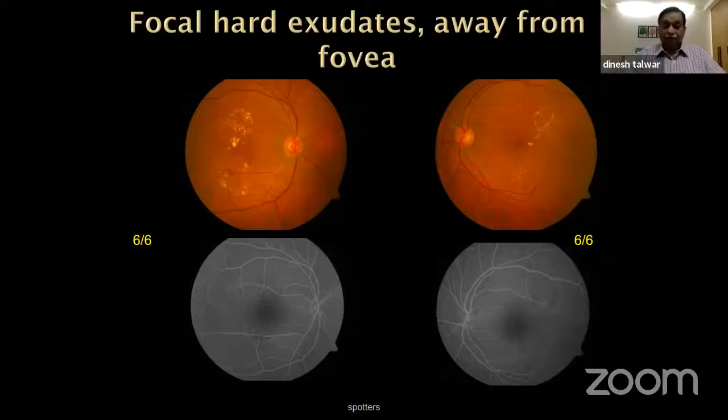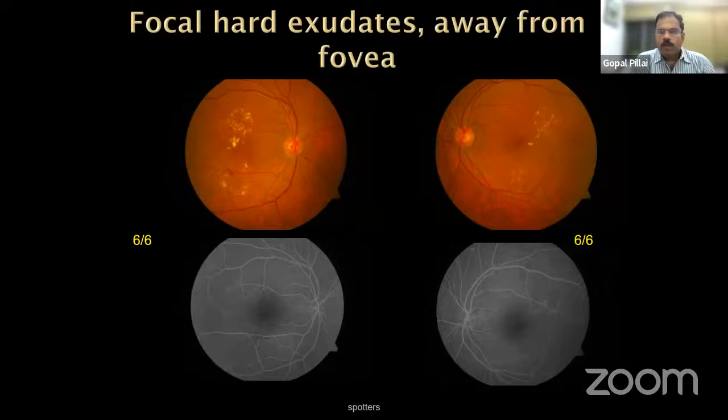Okay. So here is a case of a patient with moderate to severe non-proliferative diabetic retinopathy with hard exudates which are slightly away from the fovea, but not actually involving the fovea in the right eye as well as in the left eye. Vision is both eyes 6/6. And that's a fluorescent angiography finding, which shows it's an early frame, which is showing some microaneurysms. Probably in the late phases, there would be some leakage, which is caused by the leaking microaneurysms.